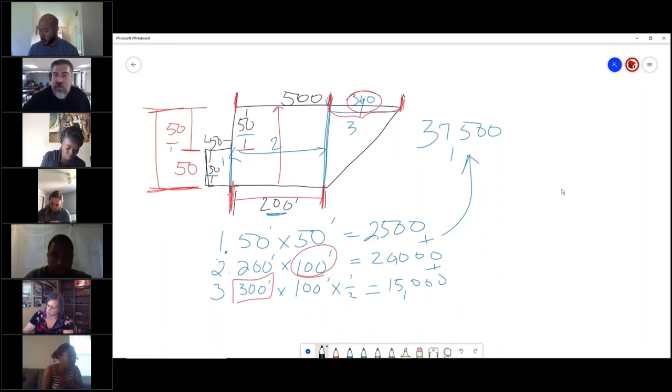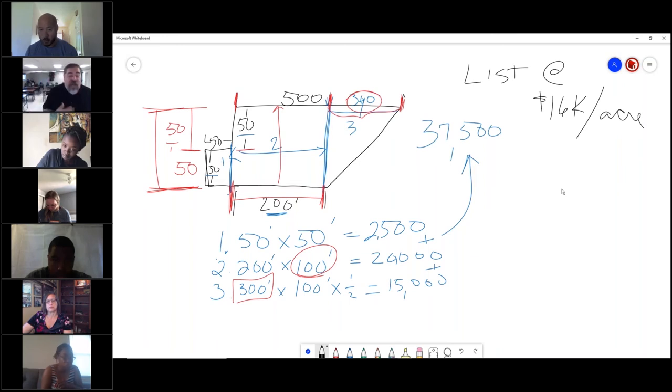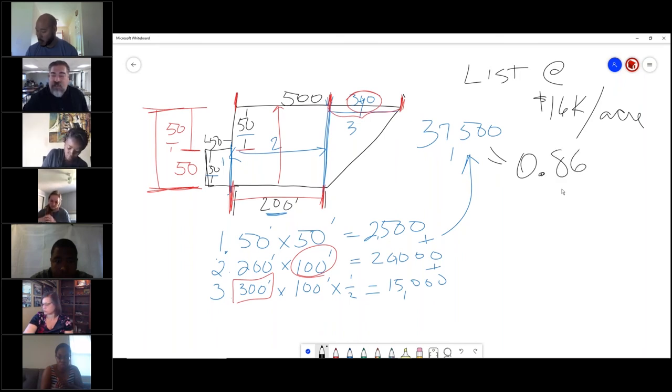So we're going to list it at $16,000 per acre. Well, you've done the math and you got your square footage. So now what do you have to do? Divide it. Convert that square footage to acreage. This is a really poor choice, these numbers were on the fly. So what you end up with is this actually being only 0.86 acres, right?